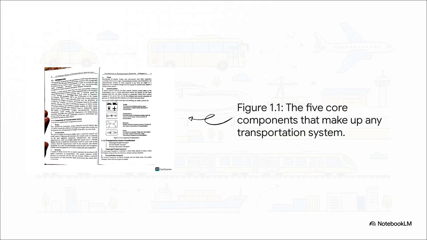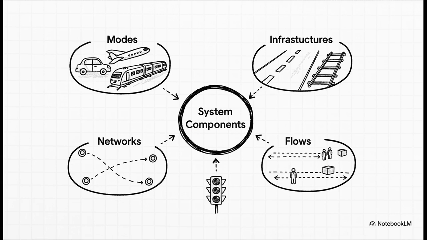And this diagram right here, this is the key. It shows us something absolutely fundamental. Every single transportation system, I don't care if it's your local bus route or a global shipping network, is built from these same 5 core parts. Getting these 5 down is how we're going to answer that big question. Let's break it down nice and simple.